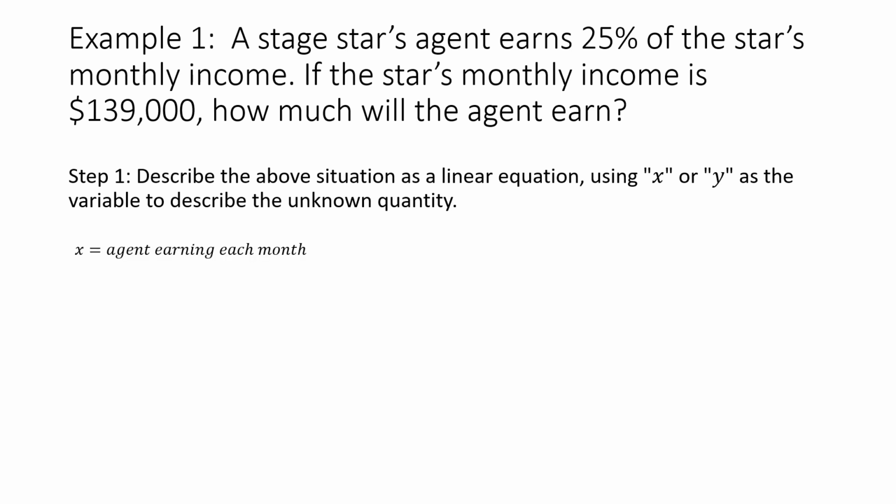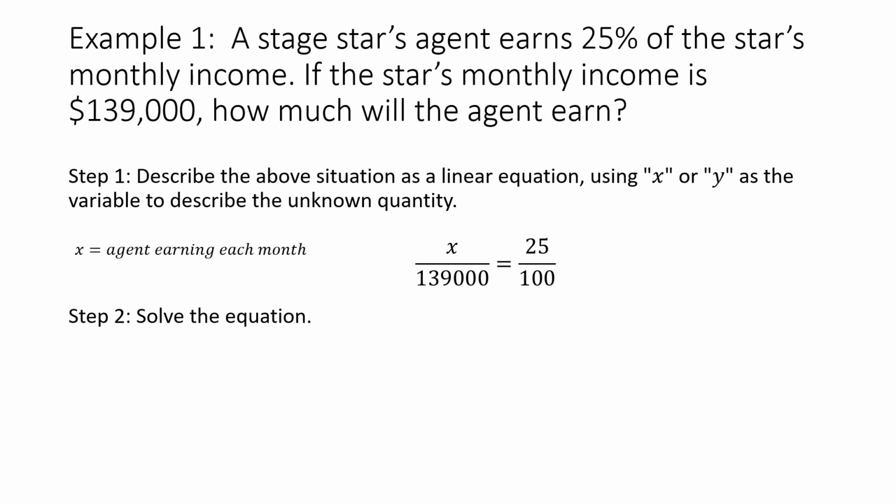I'm going to let x equal the amount of money that the agent is earning each month. Now, when I see something involving a percentage, a certain amount out of the total star's monthly income of $139,000, that is going to equal 25%. And a percent is out of 100. So I'm going to set up my equation to be x over 139,000 equals 25 over 100. So that's the equation that's going to be happening here. The agent is going to earn that 25% of 139,000.